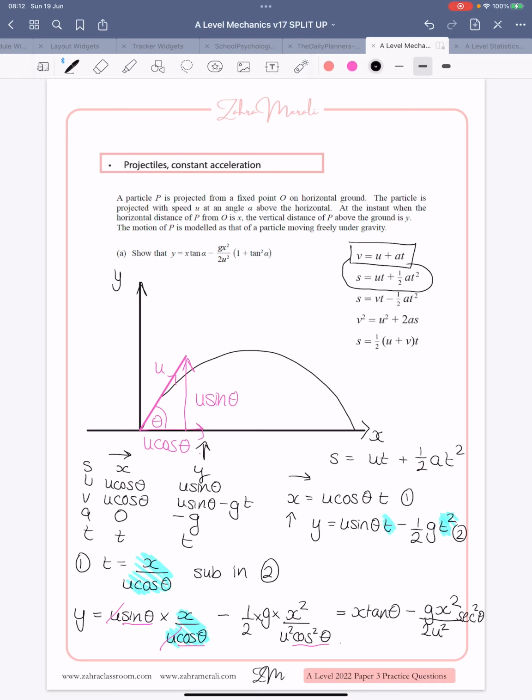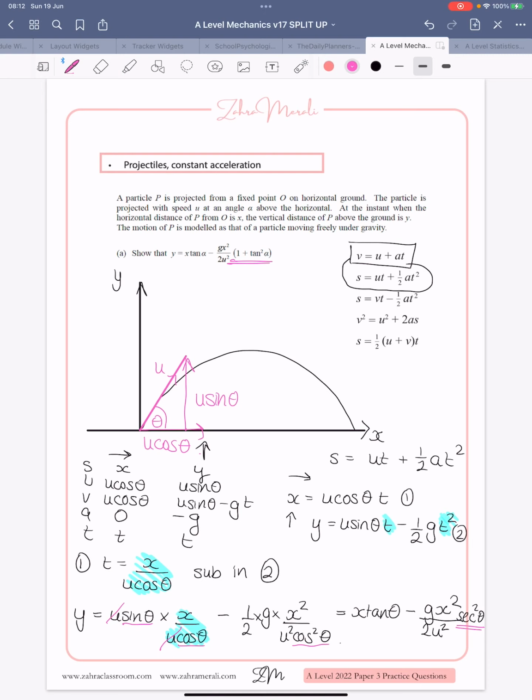Now, hopefully, if you then compare it to what's up there, everything's the same, except for over here, we've got sec squared theta, and here we've got 1 plus tan squared theta. Now, you know from your identities that sec squared theta is the same as 1 plus tan squared theta. So from that line there, you can essentially just write the answer out.